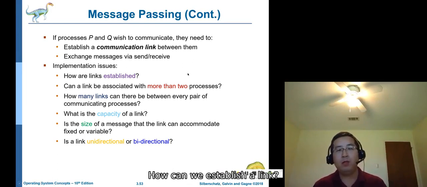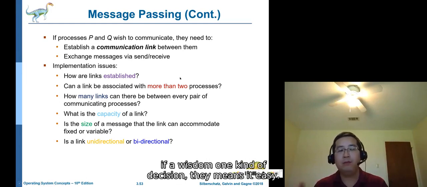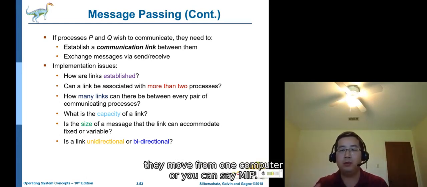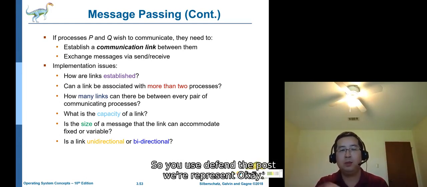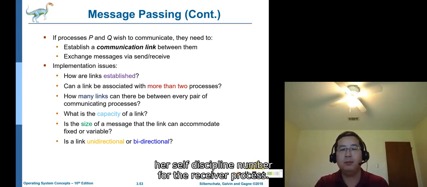For example, how can we establish a link? This involves networking issues. Within one computer system, maybe it's easy. You can just use different ports, because in one computer you have the same IP, so you use different ports to represent things. This port number is for the sender process, and this port number is for the receiver process.